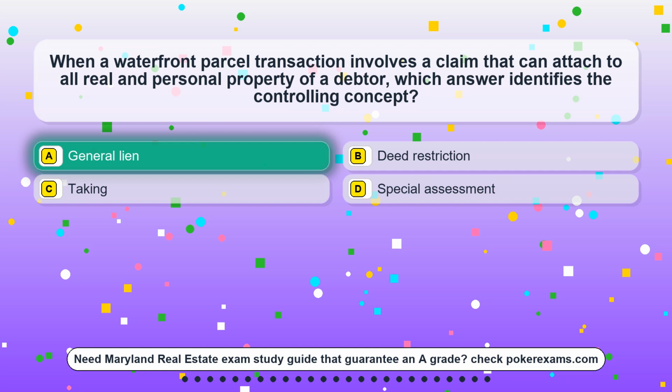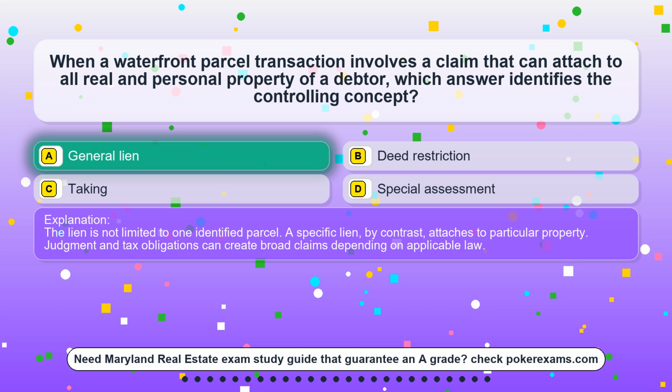The correct answer is option A, general lien. The lien is not limited to one identified parcel. A specific lien, by contrast, attaches to particular property. Judgment and tax obligations can create broad claims depending on applicable law.